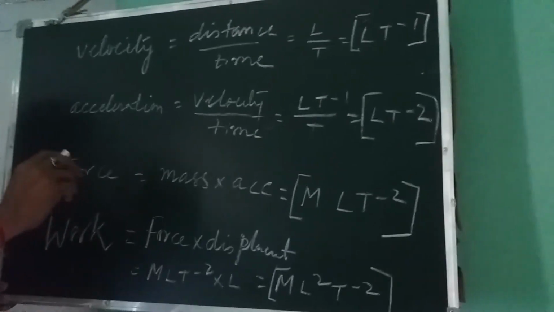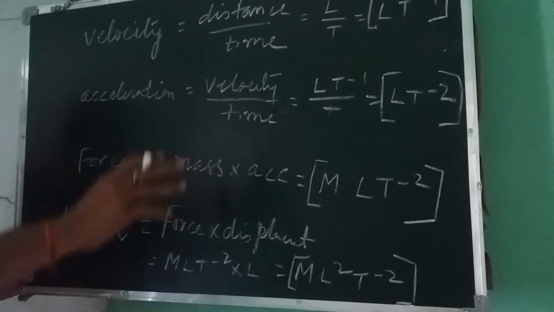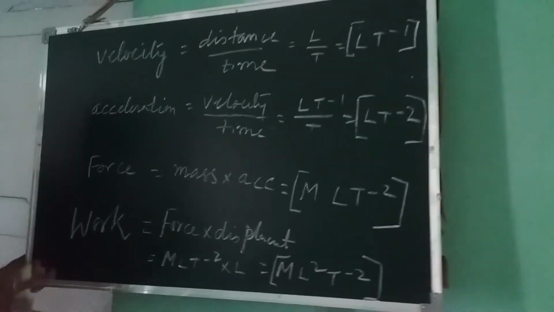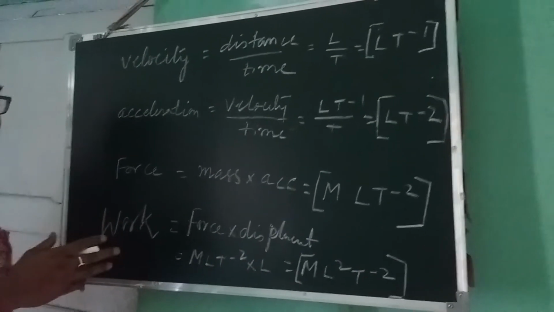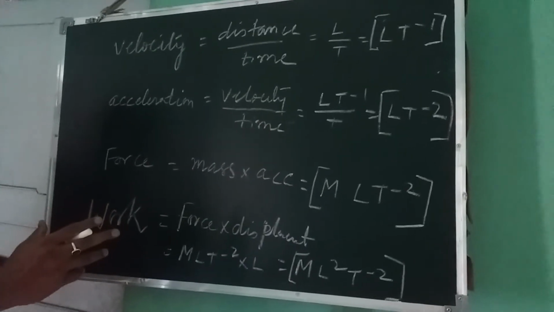In that way, all are physical quantities: velocity, acceleration, force, work. There are so many physical quantities present, and in that way we can find the dimension of different physical quantities.